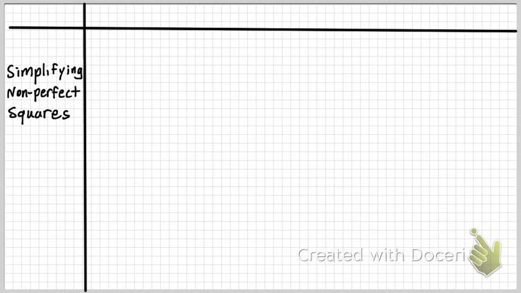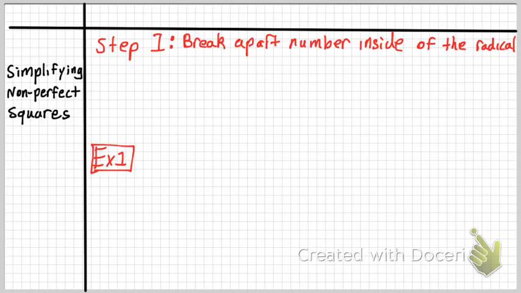Alright, then we want to come up with a procedure for simplifying non-perfect squares. So our first step is going to be that we're going to break apart the number inside of the radical. So if we're starting an example down here, we can say the square root of 200, and our step 1 is to break apart the number inside of the radical so that it becomes maybe a perfect square in some other number. So if I'm thinking about how to break this down or factor this number, I could say maybe the square root of 2 times the square root of 100, right? Because I know that 100 is going to be 10 squared, so that helps me out here.